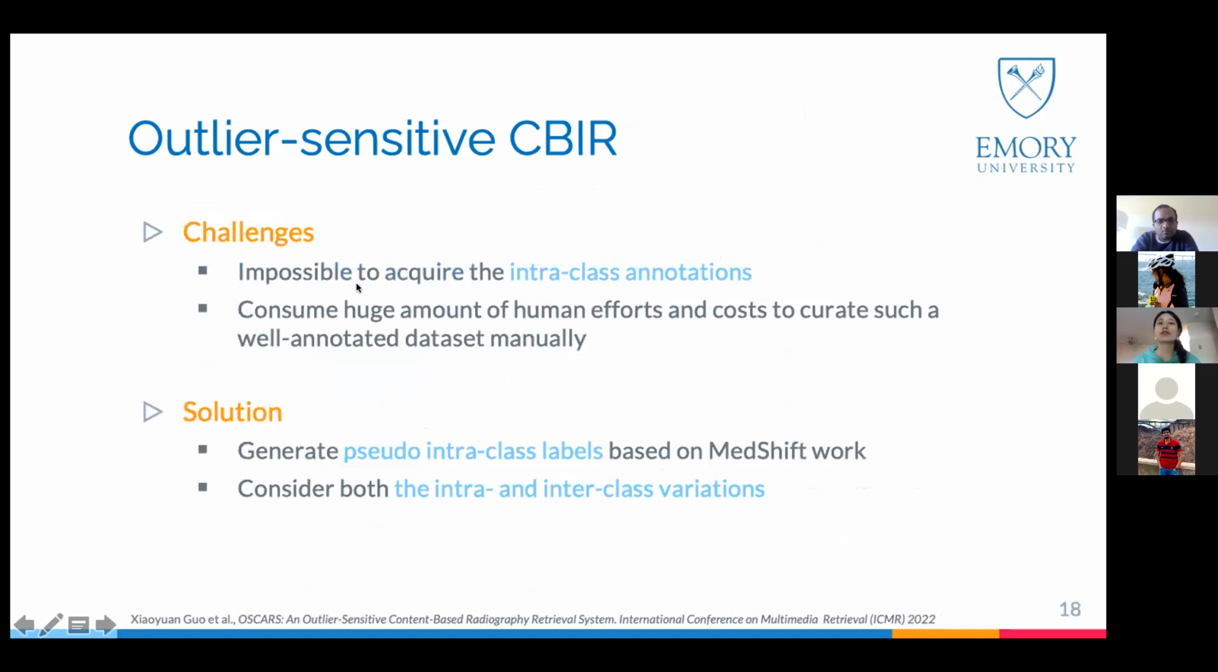But the challenges here are, first, we cannot get any intra-class annotations, because it is very hard to say this is a bad hand data or a very good hand data. It is very hard to define the levels of intra-class variation, and even with good standards to annotate such data, it would consume a lot of effort to create such a dataset. So what we do is generate pseudo intra-class labels based on the shift identification work, and we consider both the intra-class and inter-class variation at the same time.